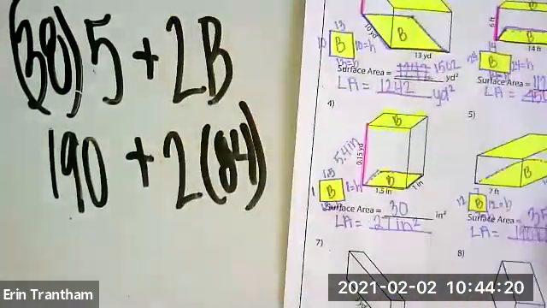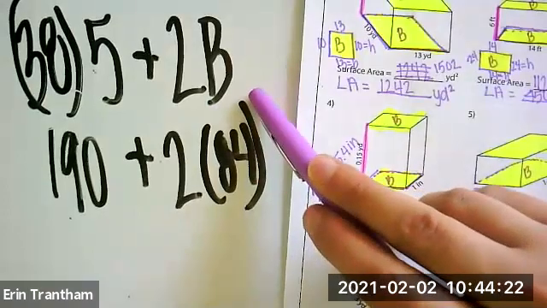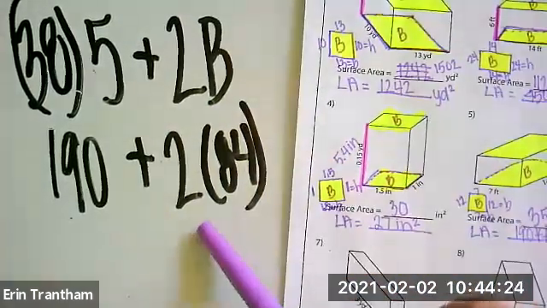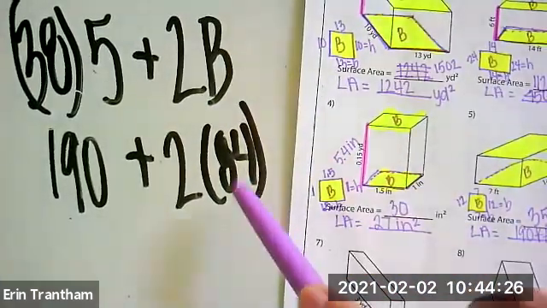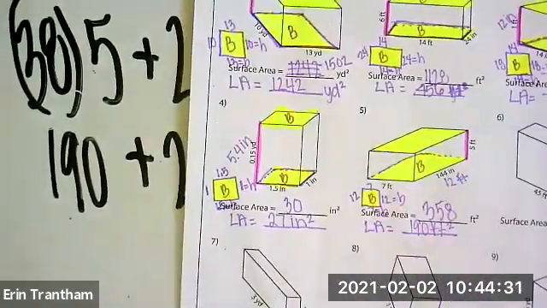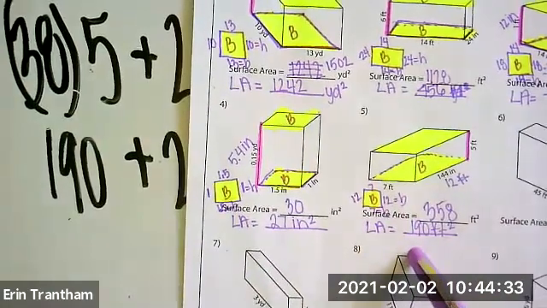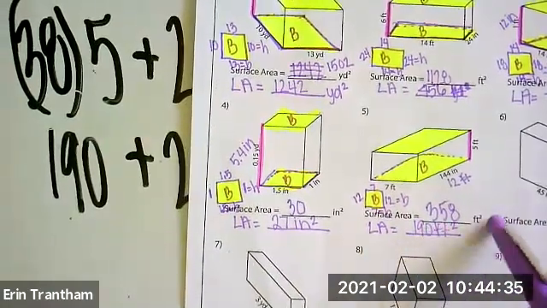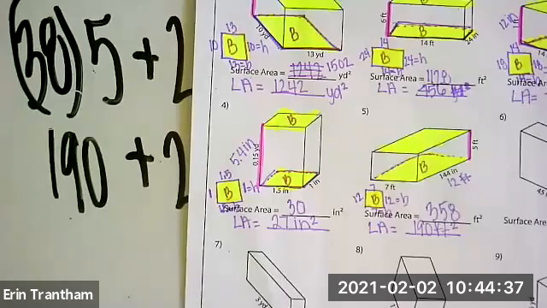Then we added 2 big B to get your total. You brought down your add 2. 84 was the area of the base because you did 12 times 7. And when you added it all up, it was 358 feet squared. Any questions?